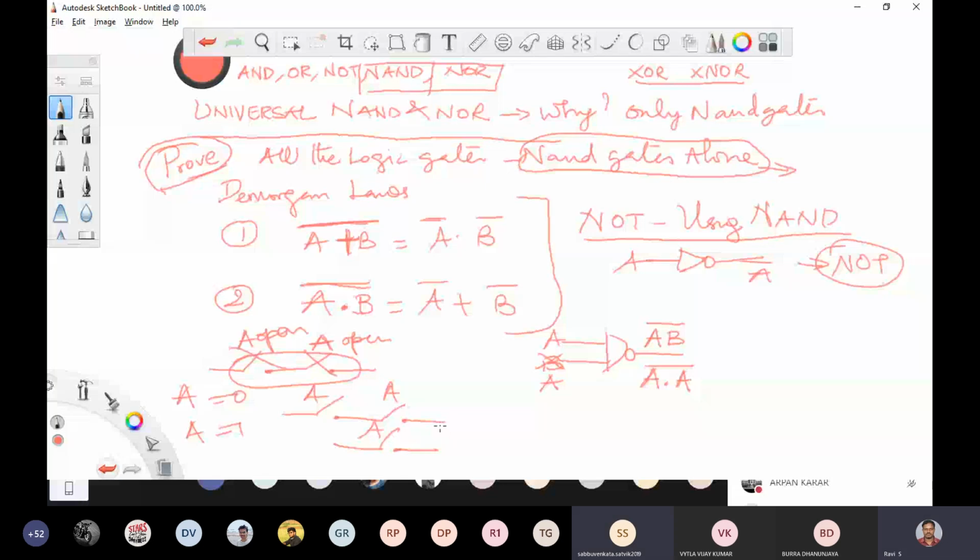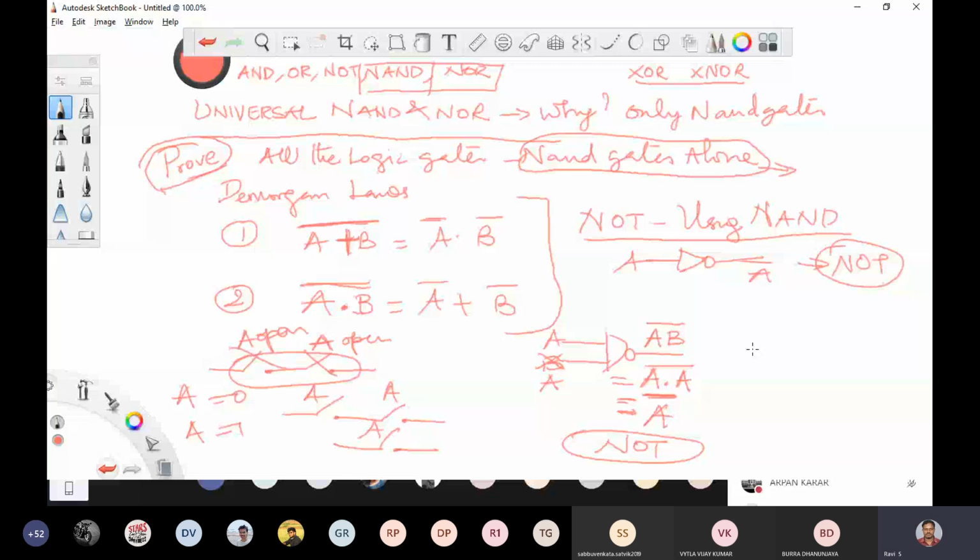Yes, sir, correct. A into A according to Boolean is equal to A. So already the complement is there, so it becomes A complement. So this is nothing but the NOT. Correct? I'm replacing it. Any doubt, sir?